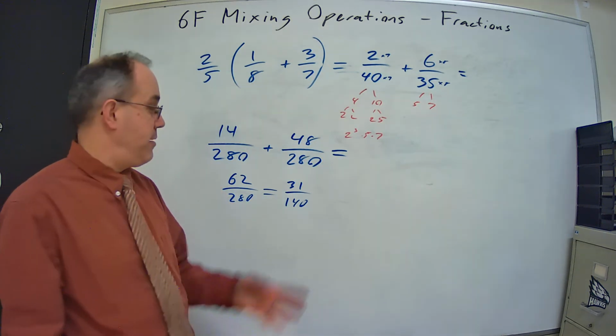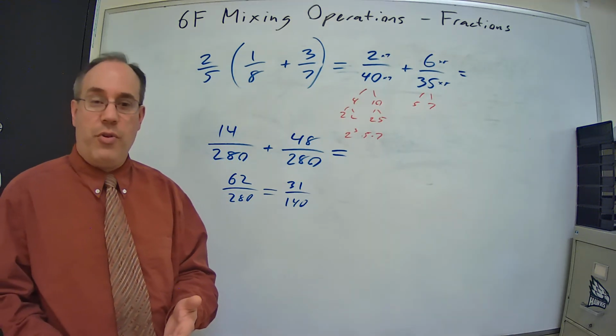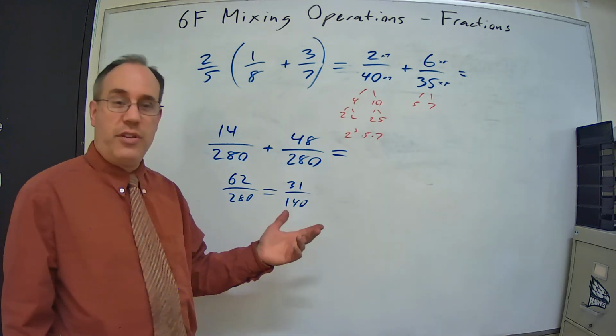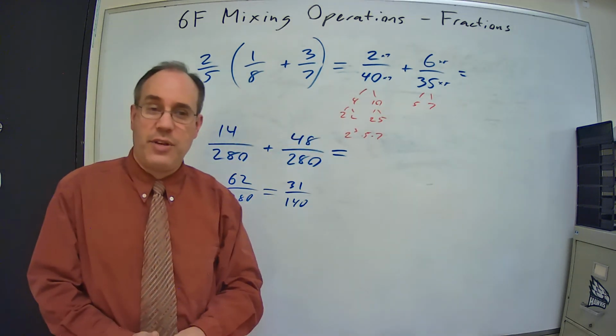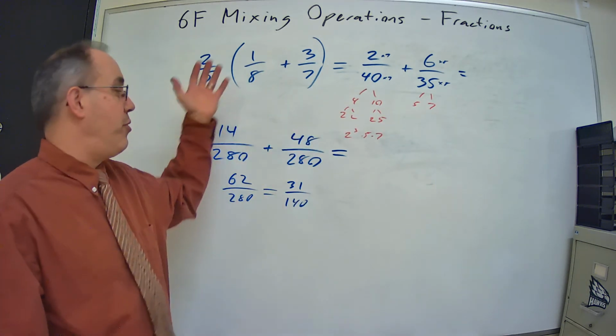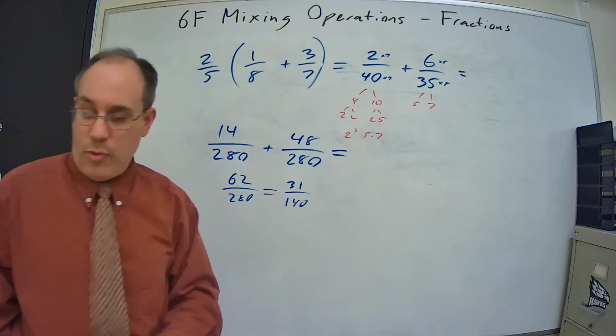But how do you know what you should do? Should you leave it as a fraction or should you leave it as a decimal? If people plug this into their calculator, unless they have a Casio calculator, generally they end up with a decimal result. And so people will plug this into the calculator.